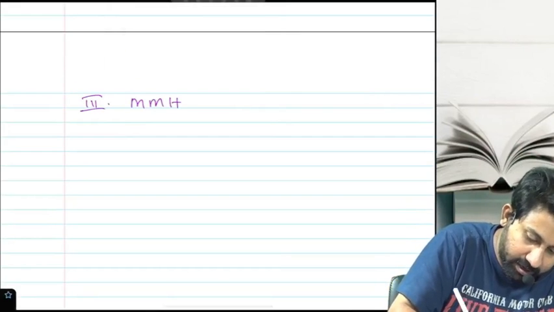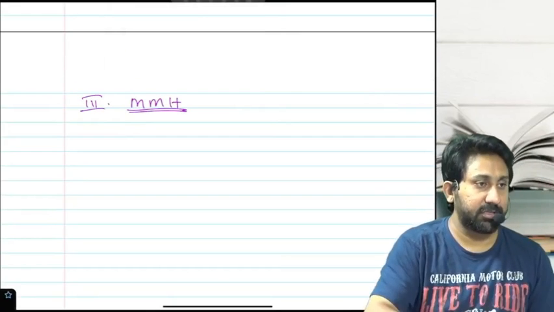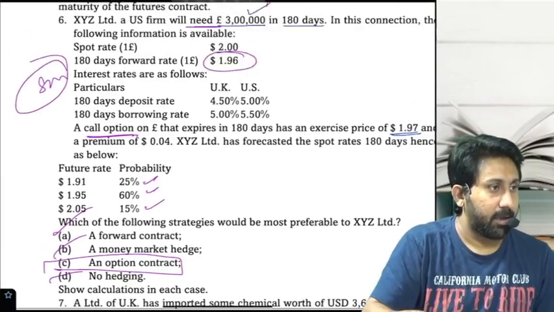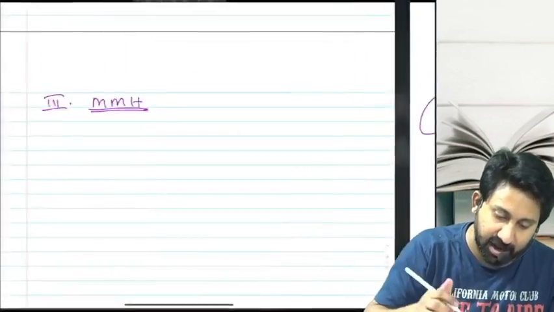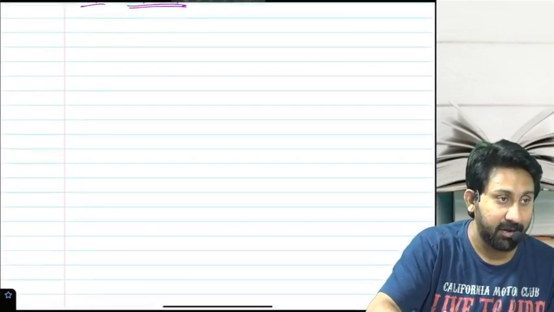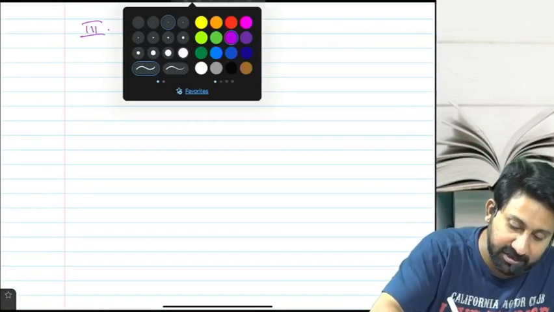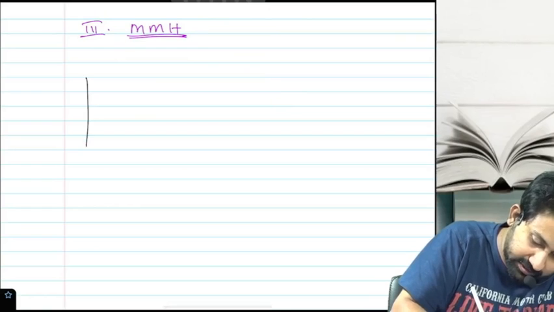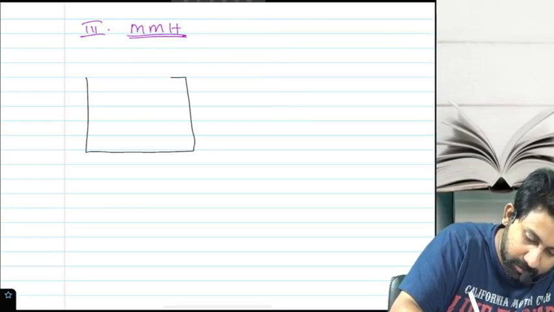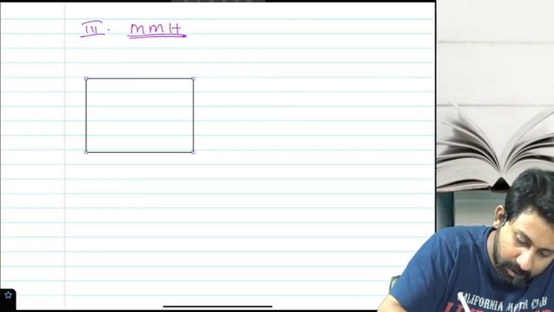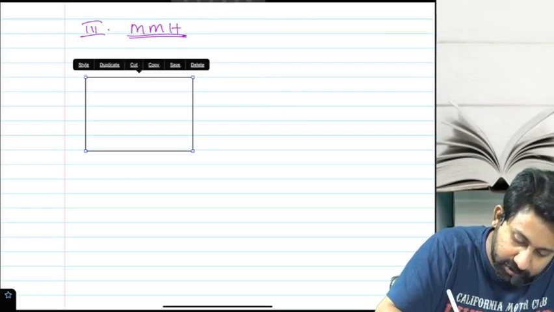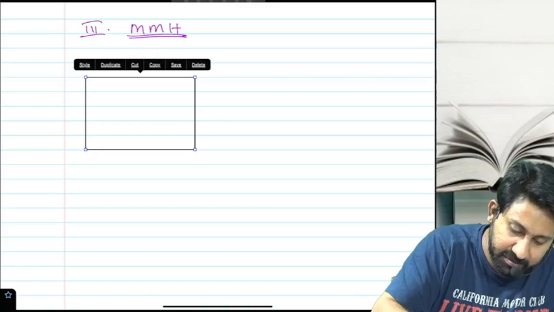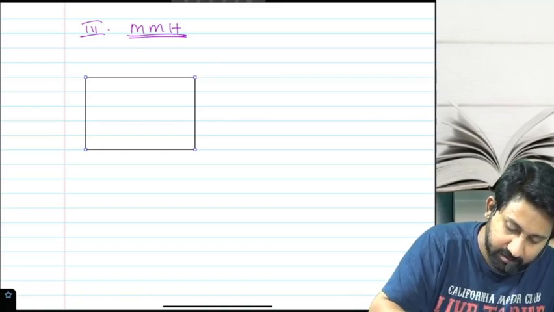Number 3. Let's go by MMH. First, MMH: we are having receivable, payable. The mode of doing the problem will change now. First, everyone draw 4 boxes. Follow this box approach, and you will never commit mistakes. I am the guarantee.